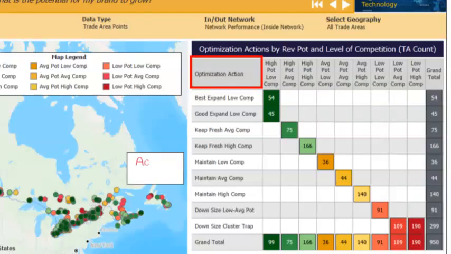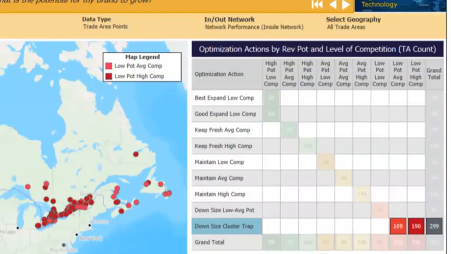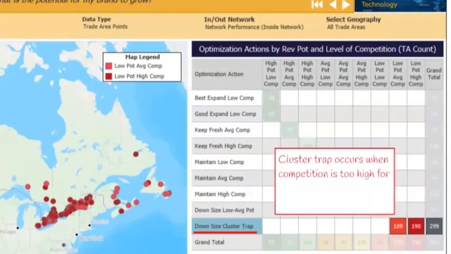The first part of the action indicates whether the site is a candidate for expansion or keeping the site fresh, maintaining it, or downsizing it, while the second part is the rationale. The numbers denote the number of trade areas in each category. The action at the bottom of the first column refers to a cluster trap. Cluster traps occur when businesses mimic the strategy of their competitors by locating where they are, but don't realize you can easily end up with too many competitors for the size of the trade area.